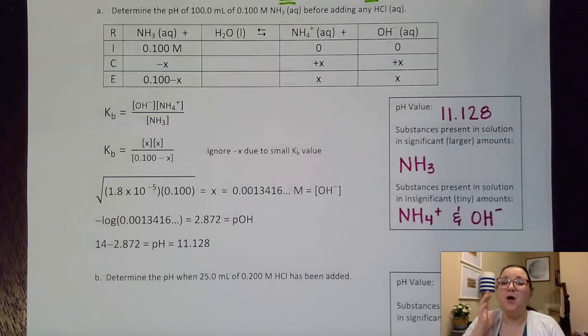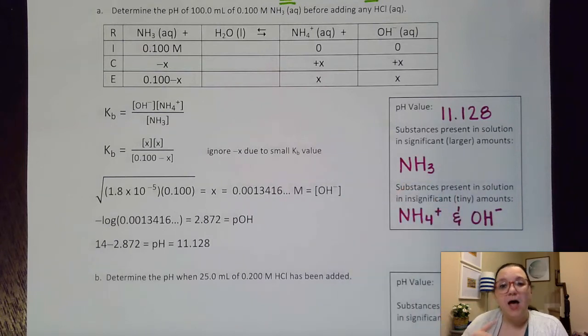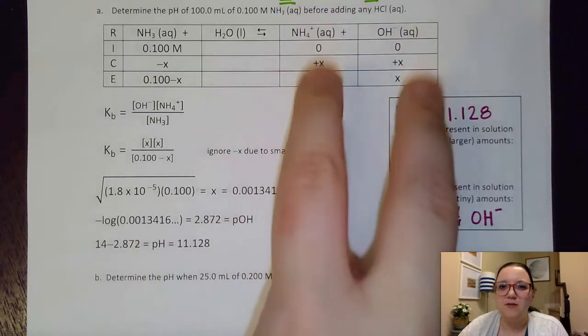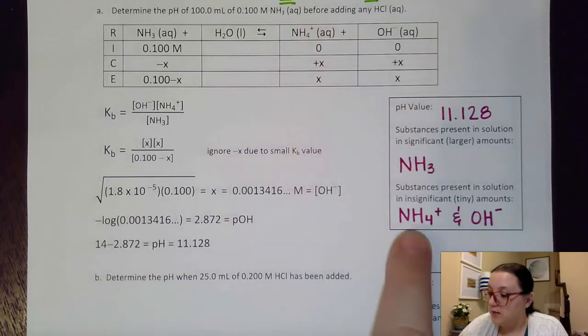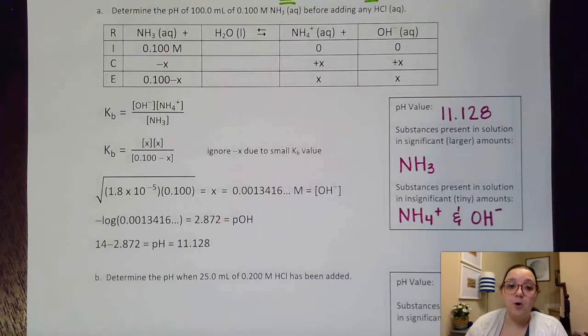The reason why we need this piece of data is we need to know where our titration curve starts. And so that's why we needed to do this calculation here. The substances present in the solution in a significant amount would be NH3. However, I would have a little bit of these two ions, the ammonium and the hydroxide, because a little bit of that ammonia did dissociate into those ions.